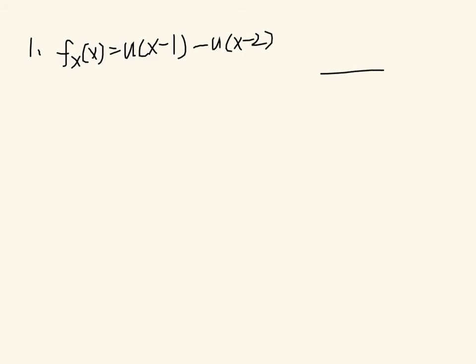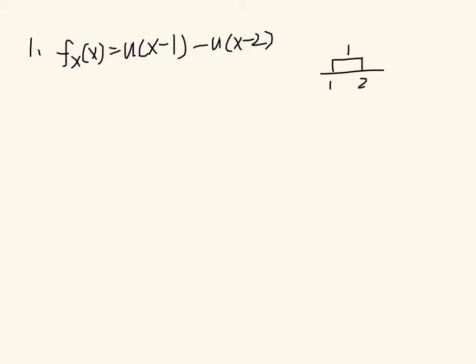Okay, let's get started. In the first question, we can say that x and y are independent, with f of x equal to u of x minus 1 minus u of x minus 2. So we can draw f of x from 1 to 2. This is 1.